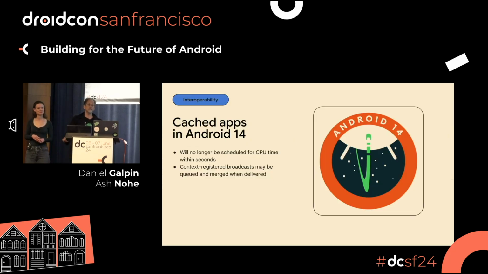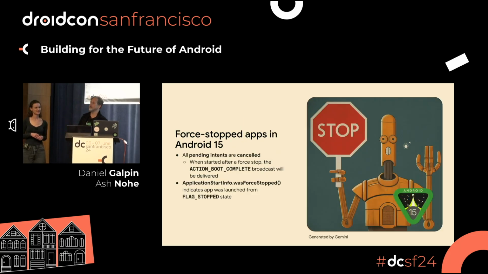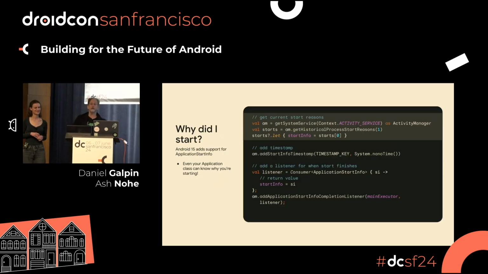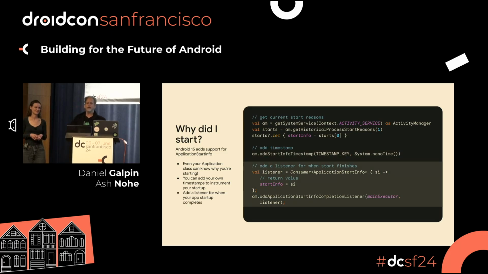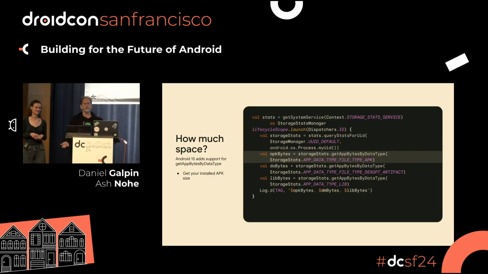So back in Android 14, your app gets frozen shortly after it's moved to a cache state, and in Android 15, we're clarifying the behavior of force-stopped apps. They now actually require user interaction to run again. And to help you understand what your app is doing and reduce unnecessary initialization, we added the Application Start Info API. You can actually add timestamps to instrument your startup and a listener for when startup is complete.